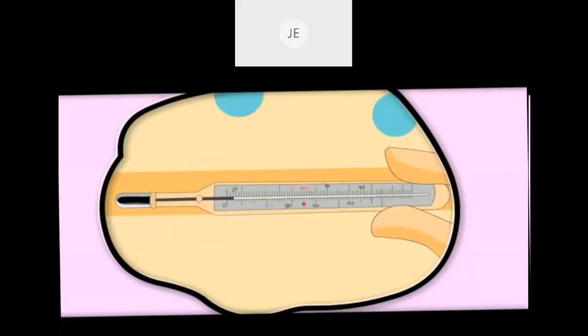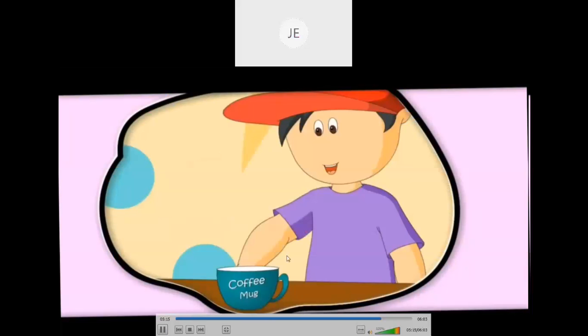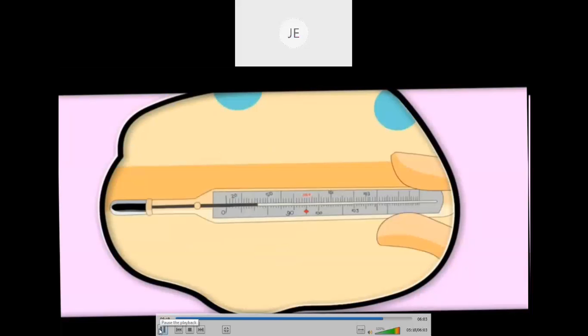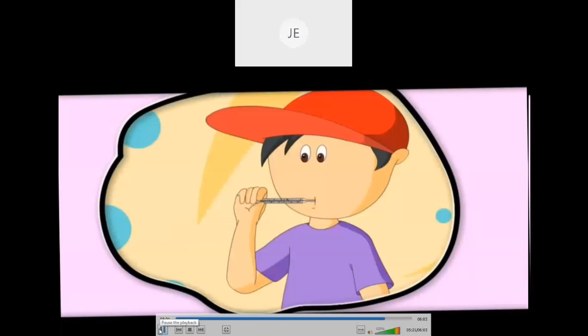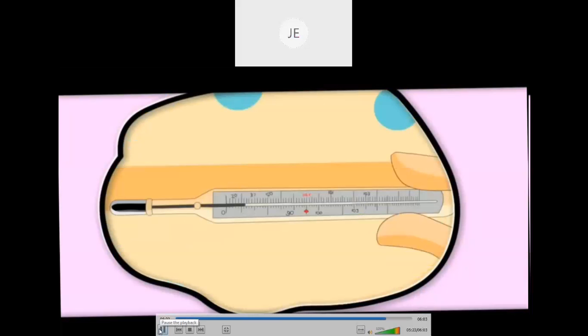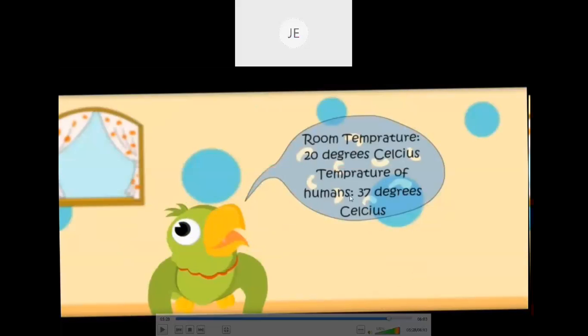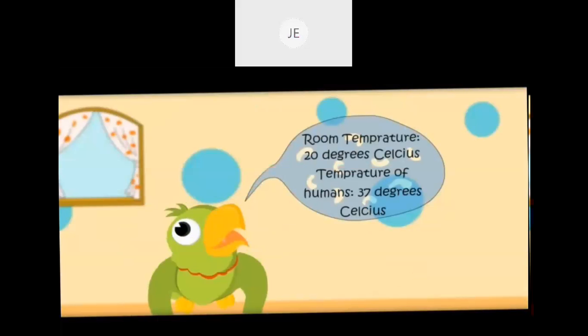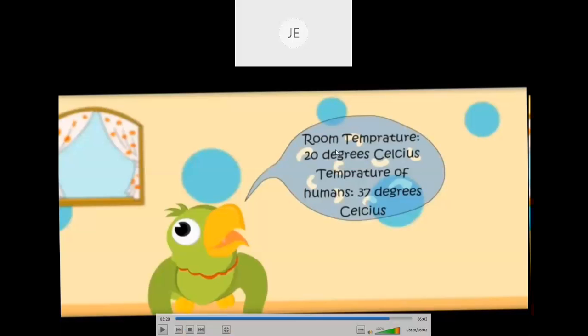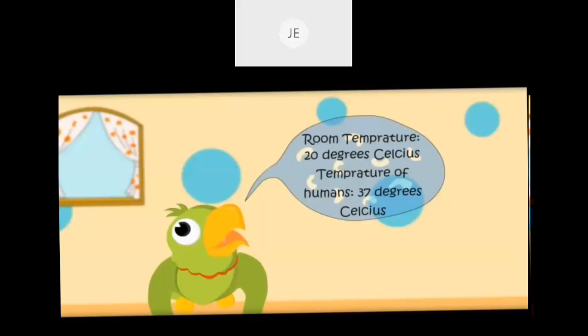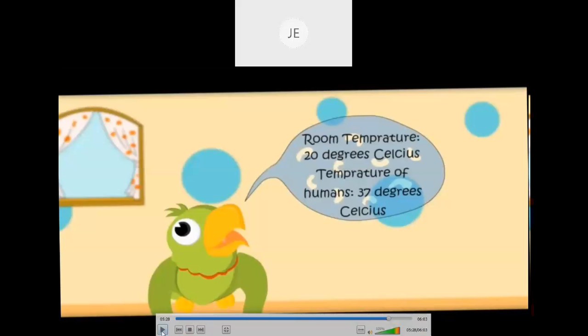It is 20 degrees. It is called room temperature. It is 50 degrees. It is hot. Temperature of a normal human body is 37 degrees. Room temperature is around 20 degrees Celsius, or 27 also we can say, it varies. It is between 20 to 27 degrees Celsius, and the temperature of the human body is 37 degrees Celsius.